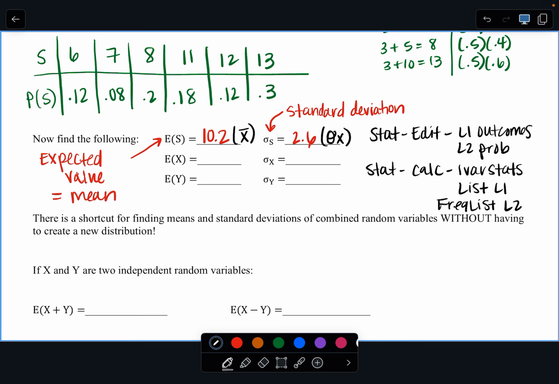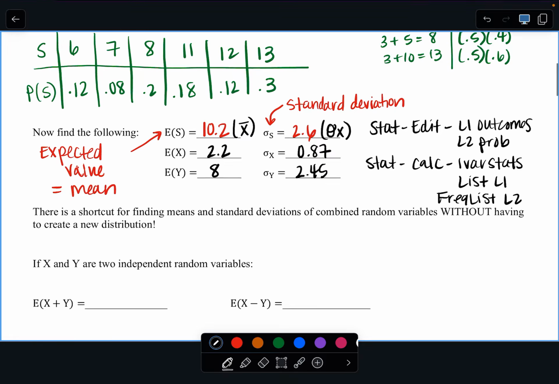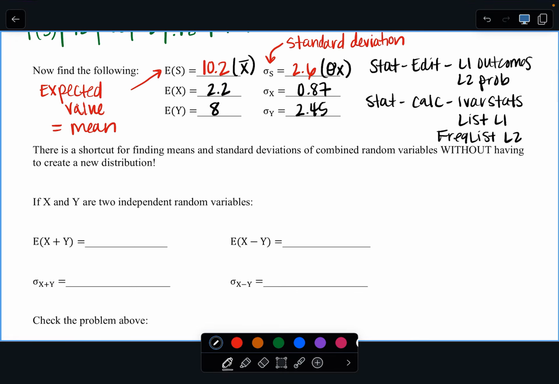I went ahead and ran the X values and the Y values separately by themselves. I got 2.2 as the mean for X and 0.87 as the standard deviation for X, and for Y I got 8 and 2.45. I did the same exact steps as I just did for the S table, just for X only and Y only. These are the values that came from that. The reason I gave you these values is that sometimes in the questions, they don't give you the tables.